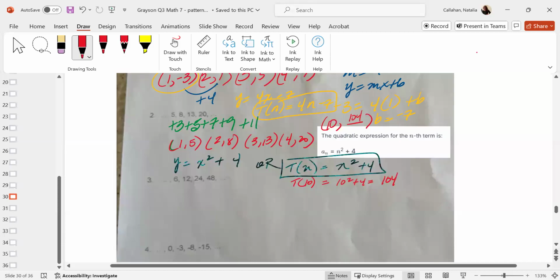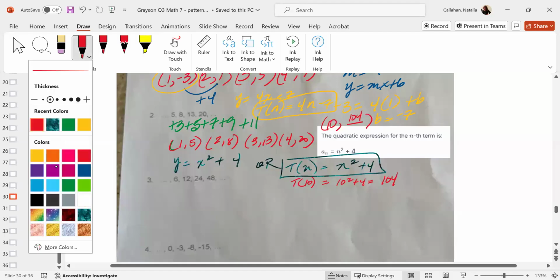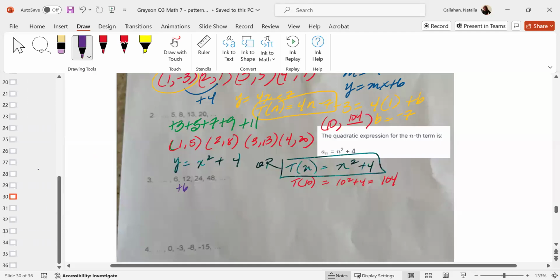106, so that'll be 104, okay? Let's take a look at number 3. So for number 3, how are you getting from 6 to 12? 12 to 24. 24 to 48.